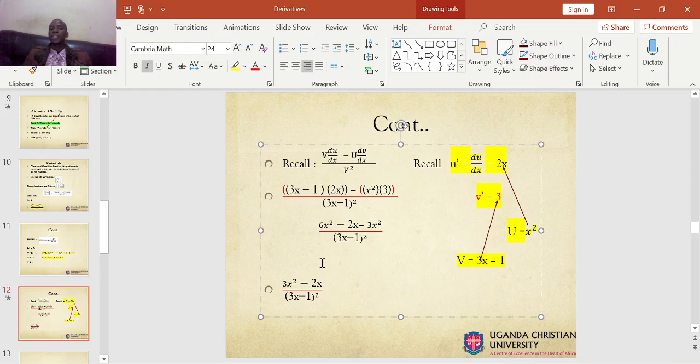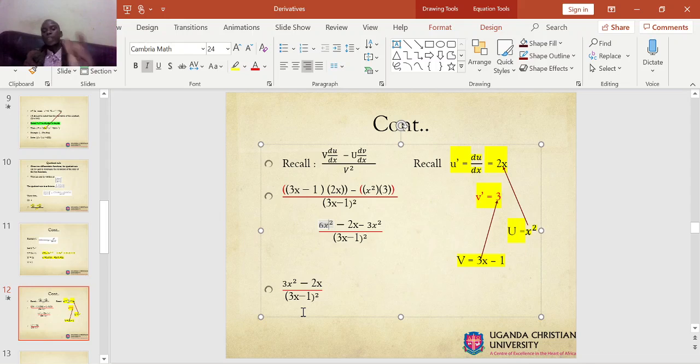You can leave the denominator. You may not need to struggle a lot with breaking it down. So 6x squared minus 3x squared can be combined, because they're both x squared. So we remain with 3x squared minus 2x divided by 3x minus 1 squared. That's our quotient.